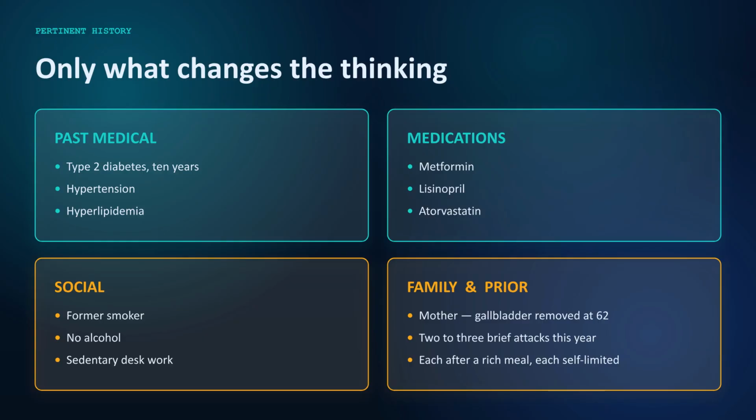2 or 3 brief attacks of right upper quadrant pain over the past year, each lasting a couple of hours, each after a rich meal, each settling on its own. That is symptomatic gallstone disease announcing itself. 2 details there do real work, the family history, and the pattern of brief repeated attacks that each settled on their own. On to the examination.